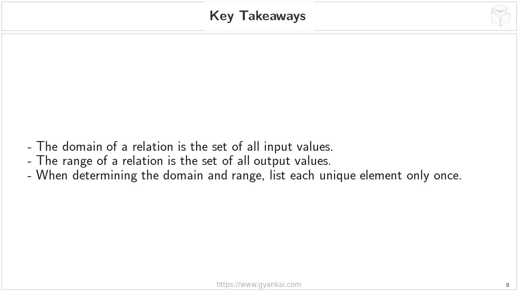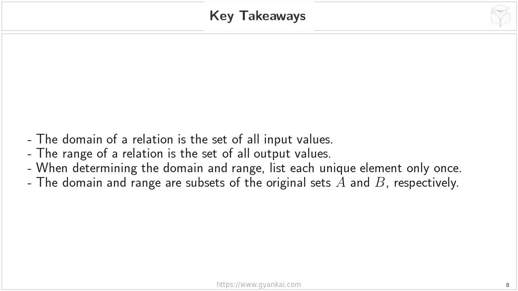Now, this is a really important point. When you're figuring out the domain and range, you need to list each unique element only once. We saw this in our examples. Even if a number appears multiple times as the first or second element in our ordered pairs, we only include it once in the domain or range set. It's like making a list of names. You don't write the same name twice, right?